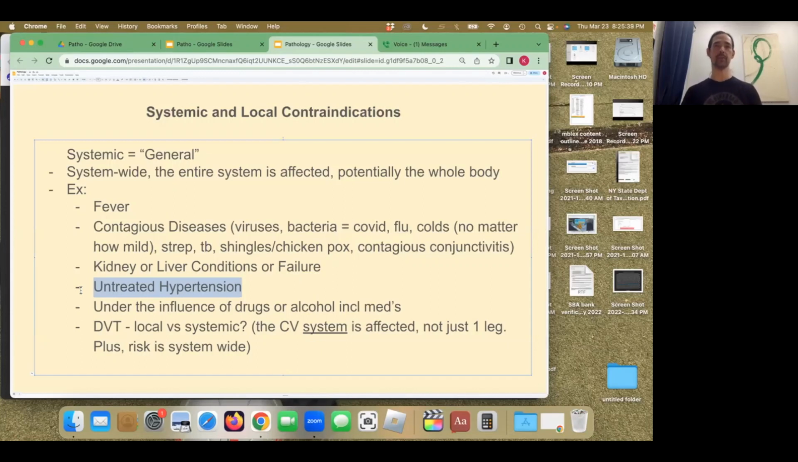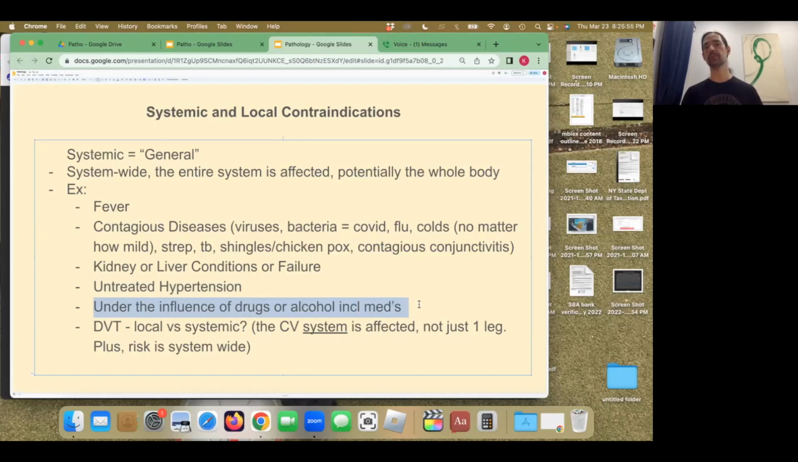You don't want to be the person who temporarily increases blood flow to some area of the body and has some deleterious effect on the client with blood pressure that's super high, right? You don't want to do harm to someone.